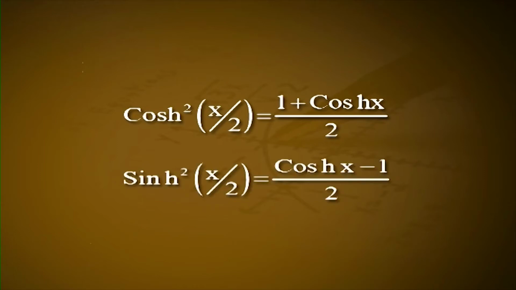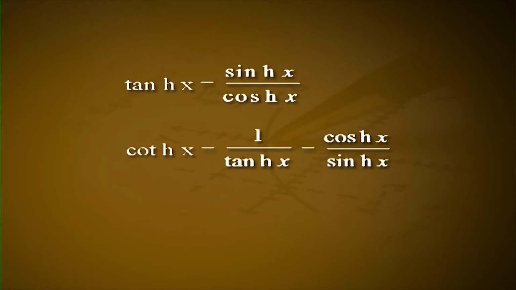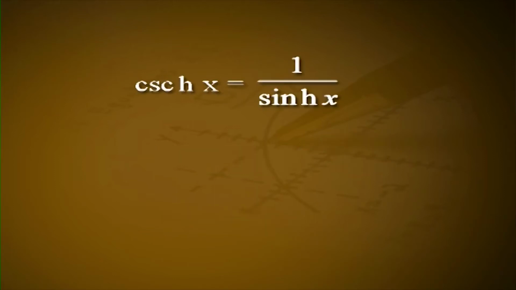Therefore, sinh²(x/2) is equal to (cosh x − 1)/2. Relationships among hyperbolic functions. tanh x is equal to sinh x / cosh x. coth x is equal to 1/tanh x, which is equal to cosh x / sinh x. sech x is equal to 1/cosh x. cosech x is equal to 1/sinh x.